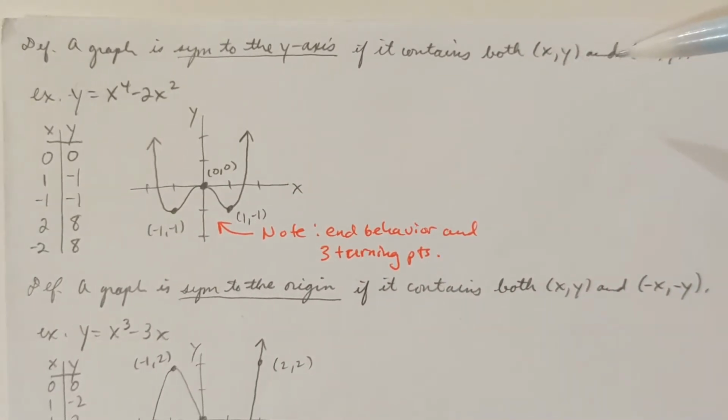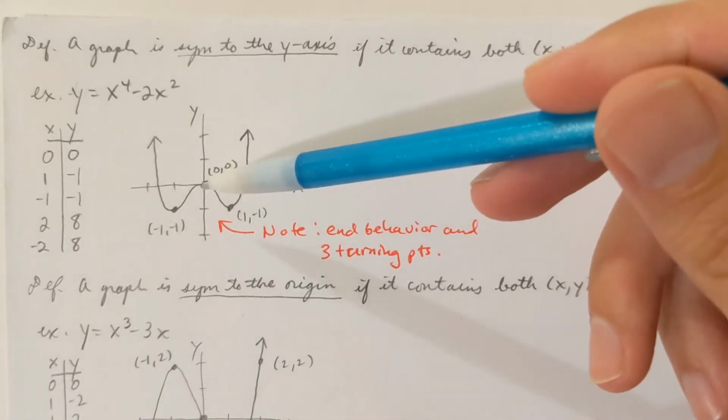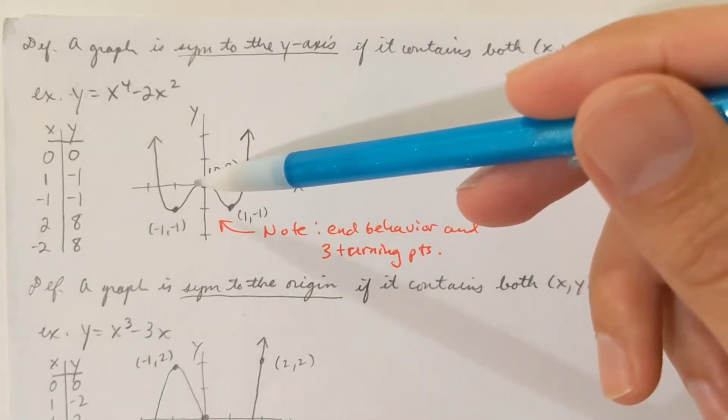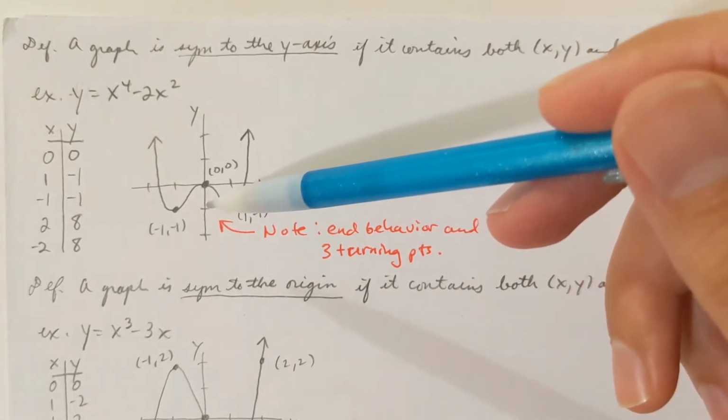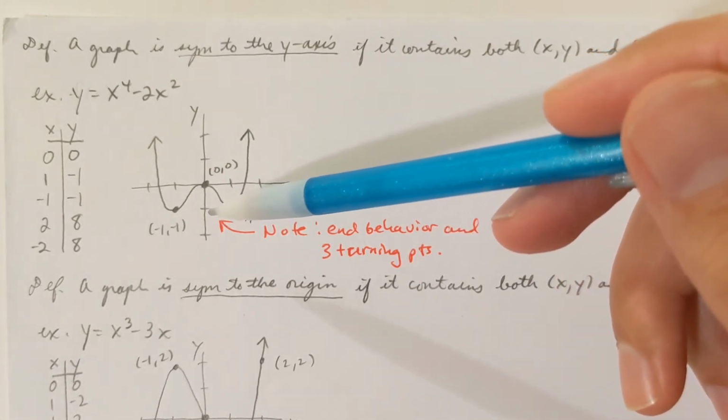For any point that's on the graph, (x, y), (negative x, y) is on the graph. And I can see that. So (1, negative 1) is on the graph, (negative 1, negative 1) is on the graph. (Negative x, y) is on the graph.